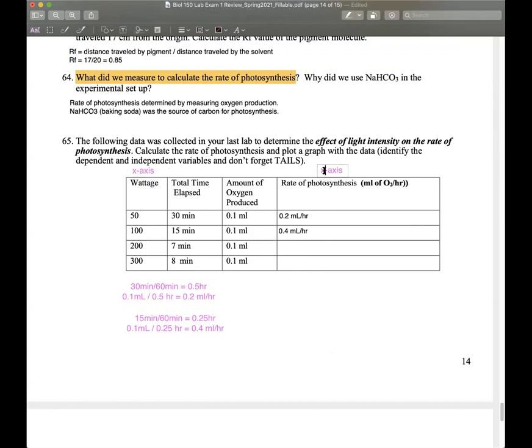Yeah. So if we were to graph this, wattage on the x, rate on the y, and we would be able to visualize how the increase in power of the light changes this rate of photosynthesis.